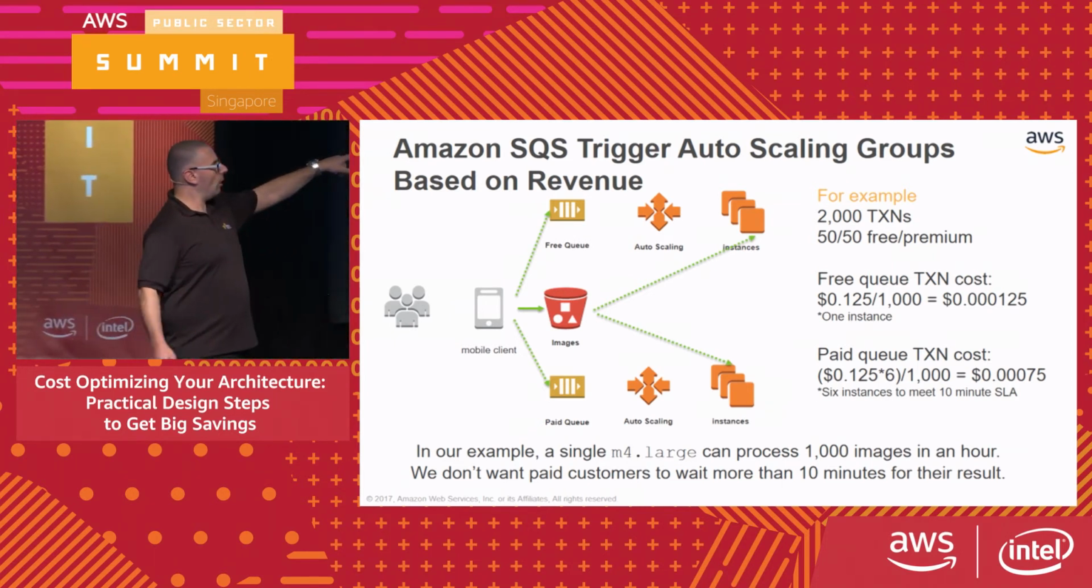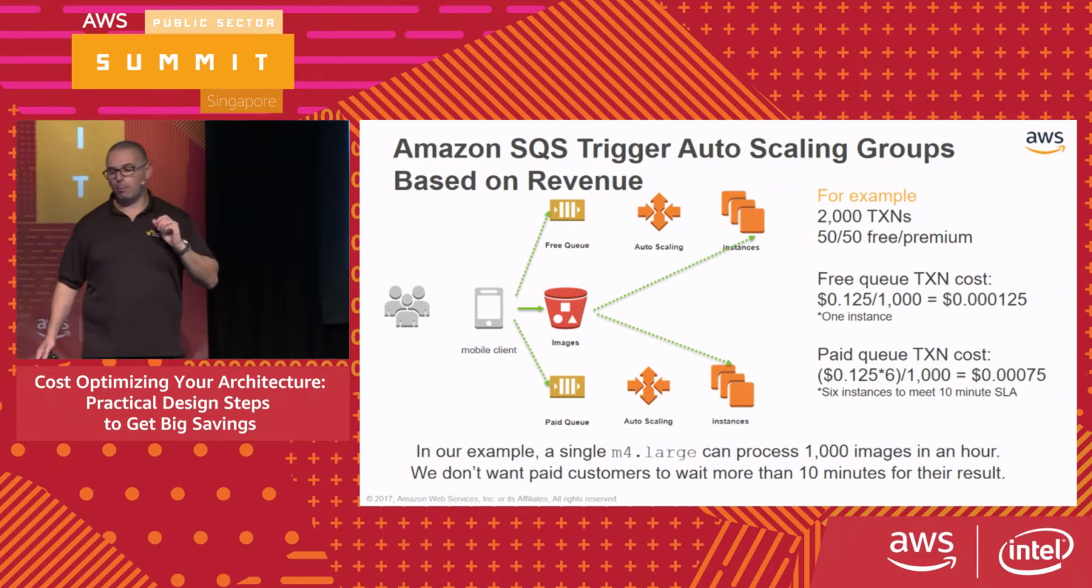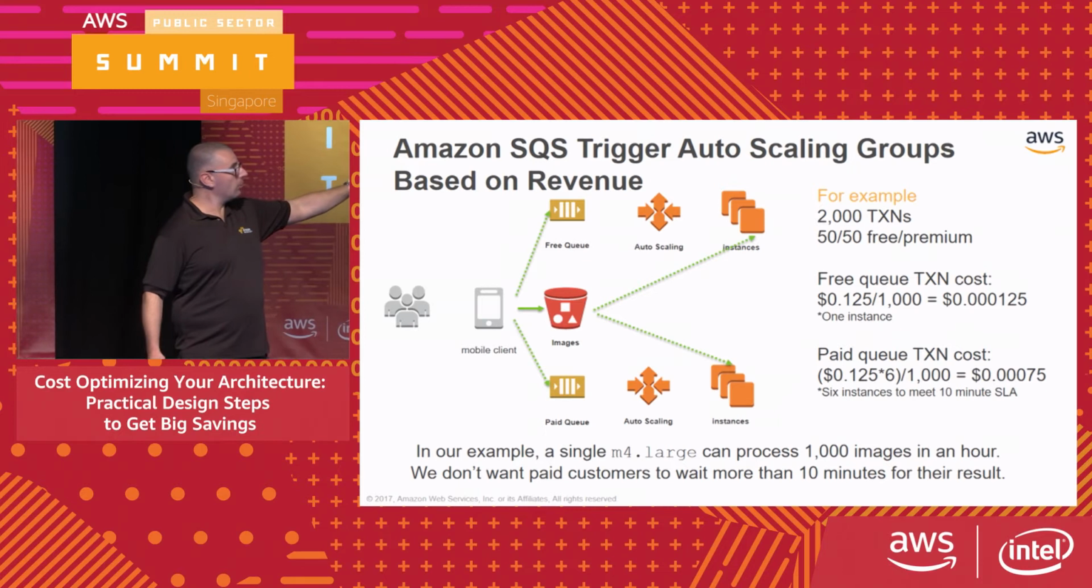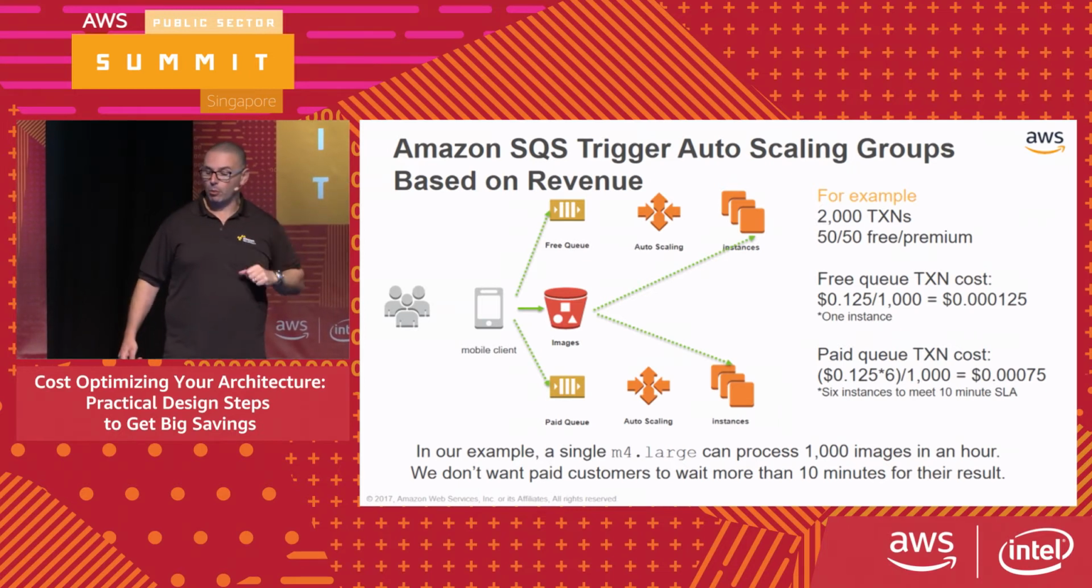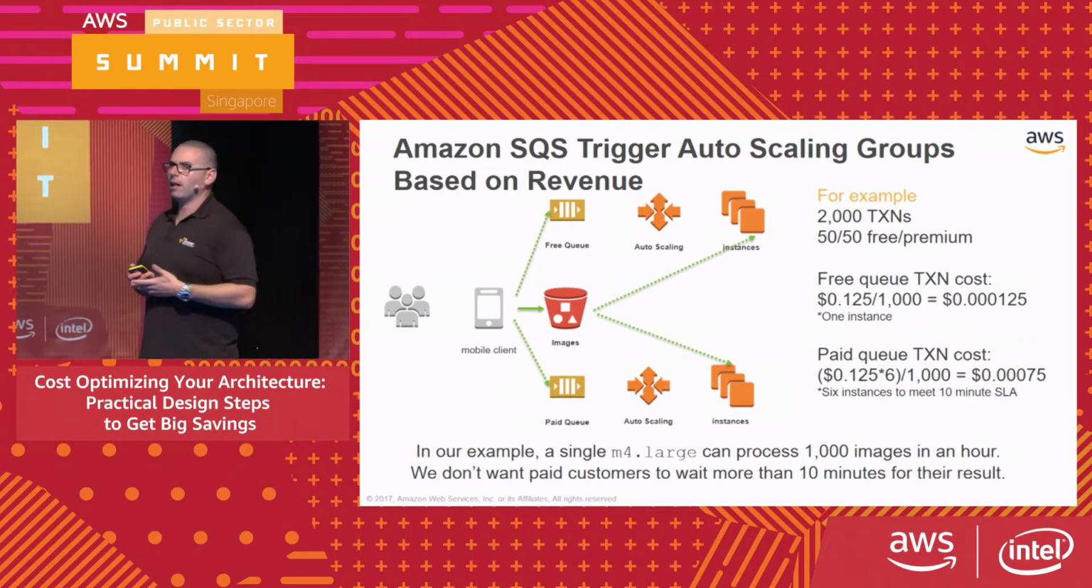costs $0.000125 per transaction. My paid queue costs $0.00075, so significantly more expensive, but I'm happy to pay that, aren't I? Because I want to have that customer engagement. But how can I make this cheaper?